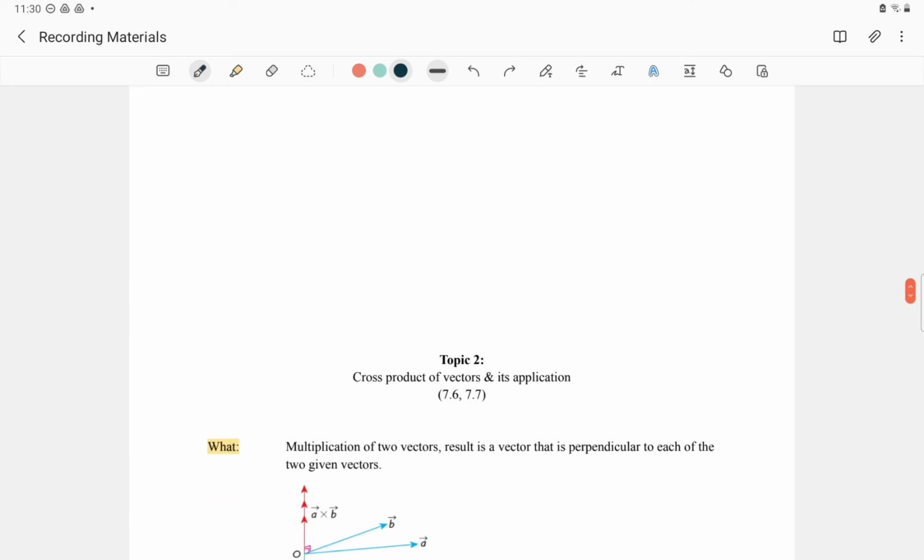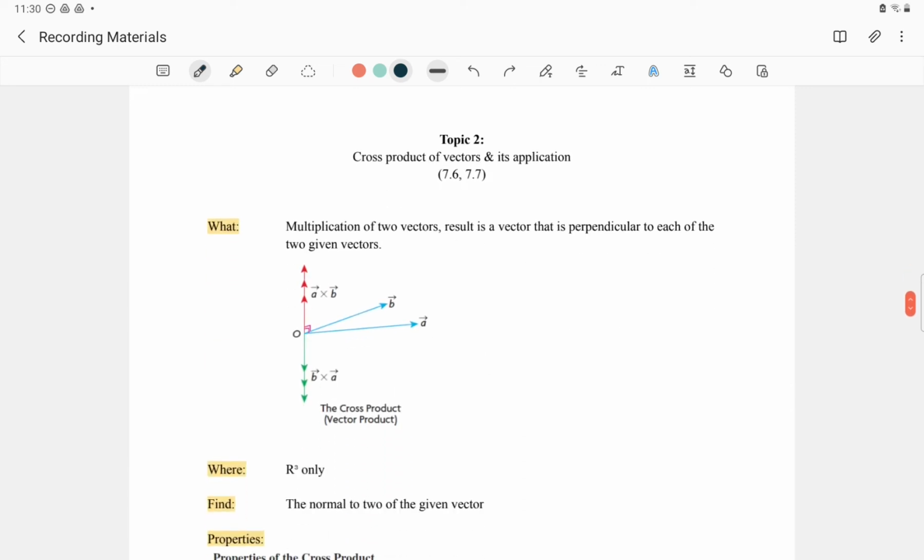So moving on to the second topic, which is the cross product of vectors and its application. So what is a cross product? Cross product can simply be defined as the multiplication of two vectors for which the result is a vector quantity instead of a scalar quantity. And the vector that we find is perpendicular to the two given vectors.